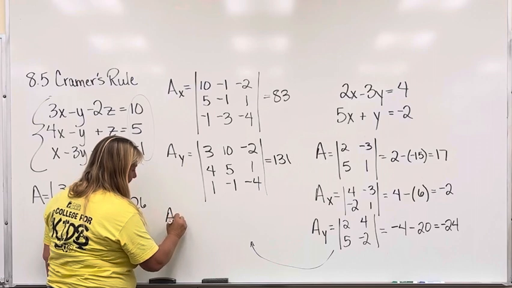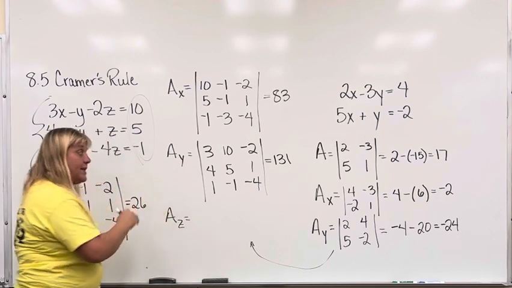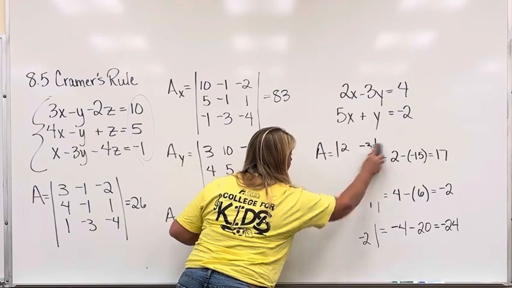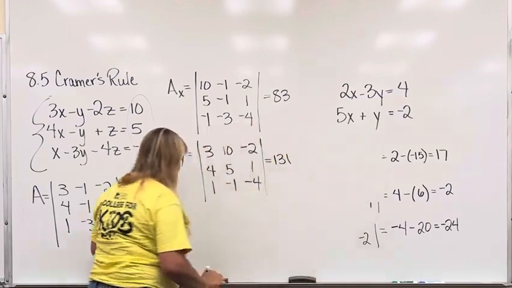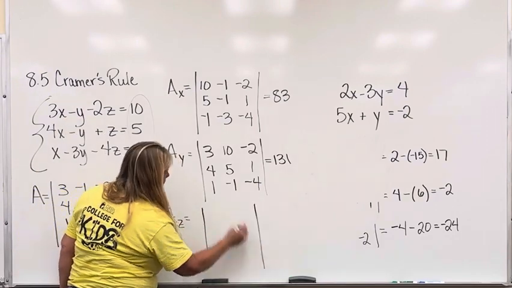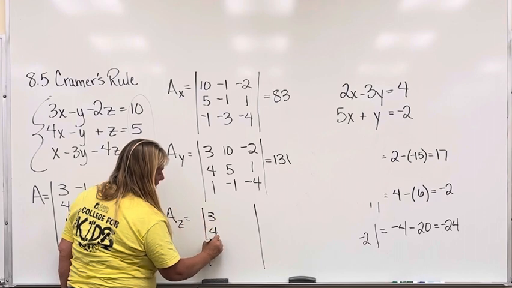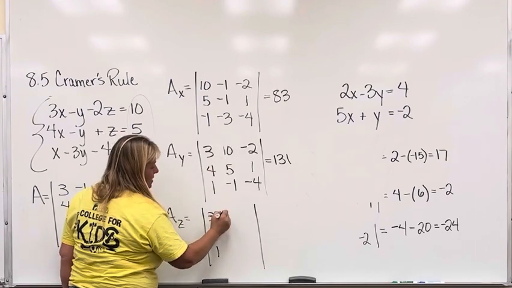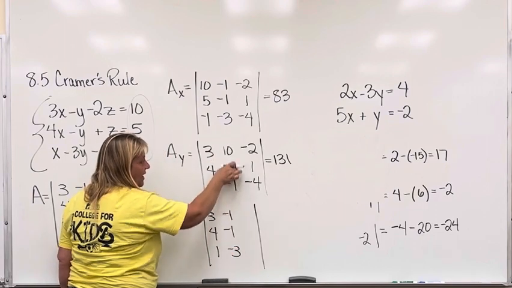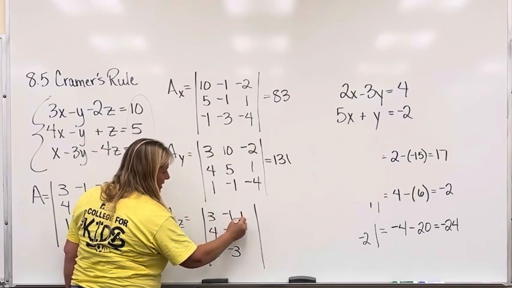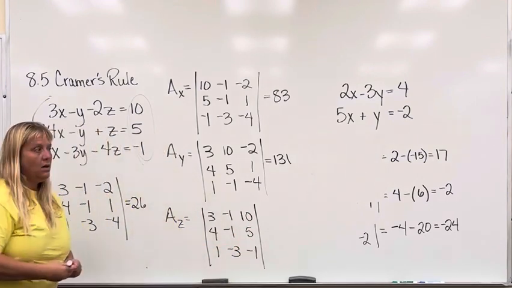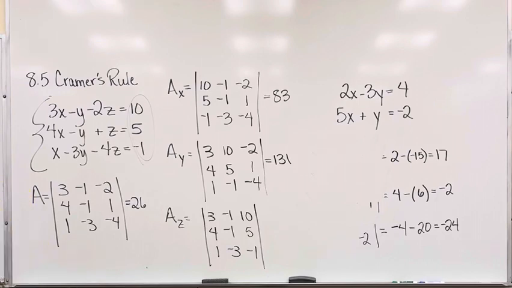And then finally a sub z, which we didn't have to do in the last one, but we do have to do this time because there are 3 variables. So we need an extra matrix, okay? So we're going to have the 3, 4, 1 stays there. The middle column comes back, the -1, -1, -3, and the 10, 5, -1 slides over into the last column, 10, 5, -1. Okay, this is the last one, so only one more time in the calculator.